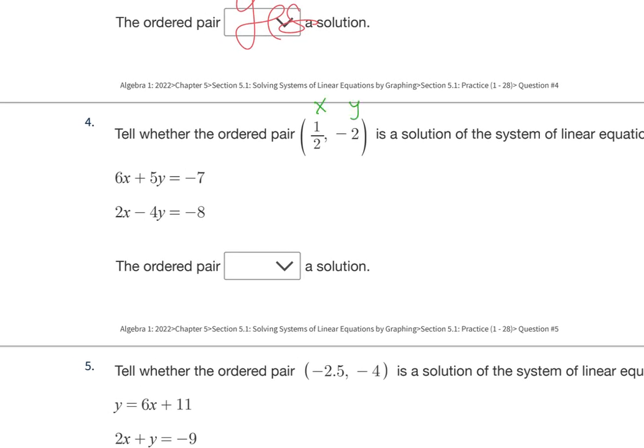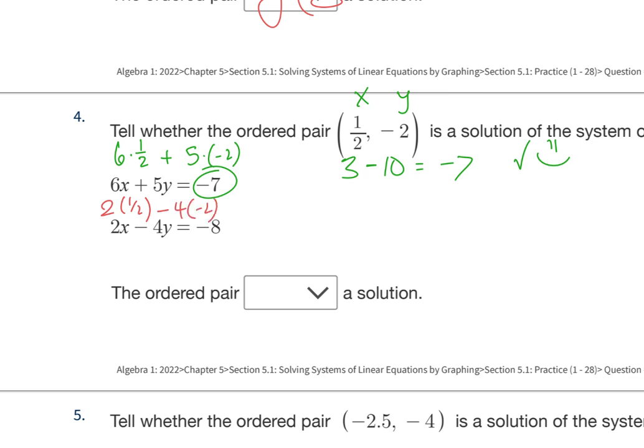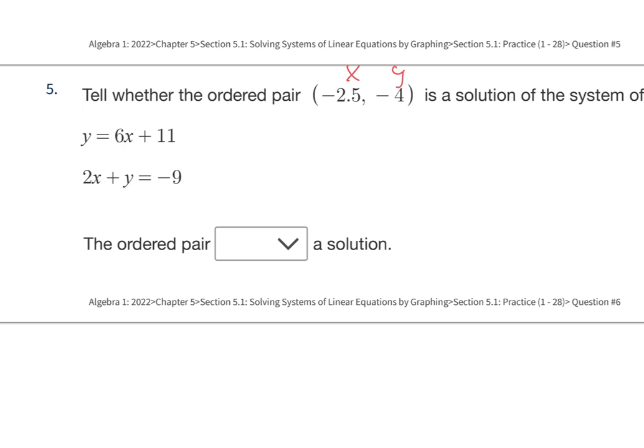So this is x and this is y. So 6 times 1/2 plus 5 times negative 2. Well, let's see. 6 times 1/2 is 3. 5 times negative 2 is negative 10. That's negative 7, and that's negative 7, so we're good here. 2 times 1/2 minus 4 times negative 2. Well, that is 1 plus 8, right? 2 times 1/2 is 1. Negative 4 times negative 2 is positive 8. So we get 9 equals negative 8. No, we do not.